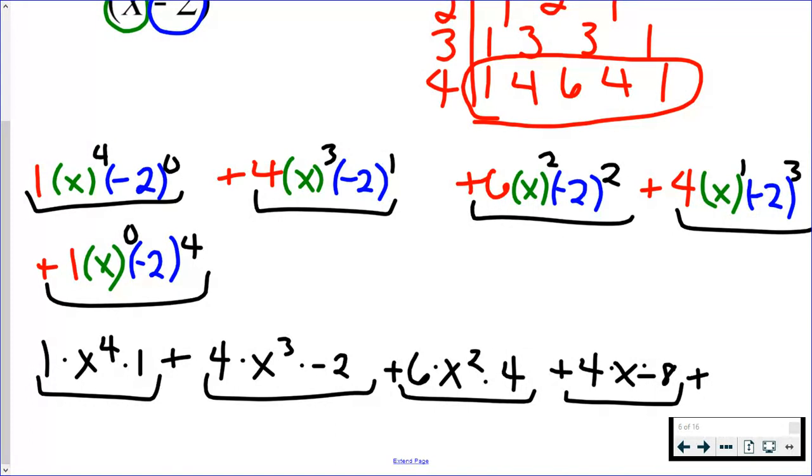Finally, I have 1 times x to the 0 power, and like I said earlier, anything to the 0 power is equal to 1, times negative 2 to the 4th power is going to equal a positive number because 4 is even. So we have 2 times 2 is 4, times 2 is 8, times 2 is 16. Again, it's going to equal a positive number because 4 is an even power.